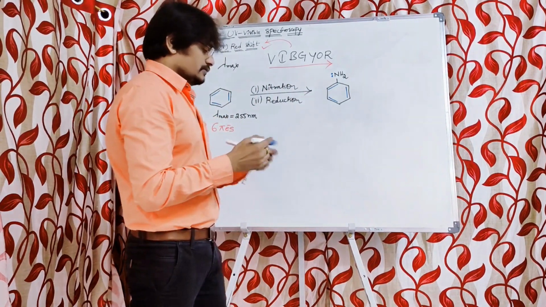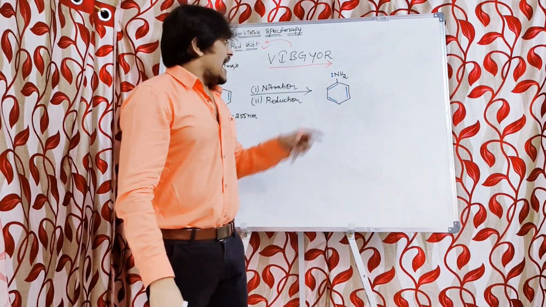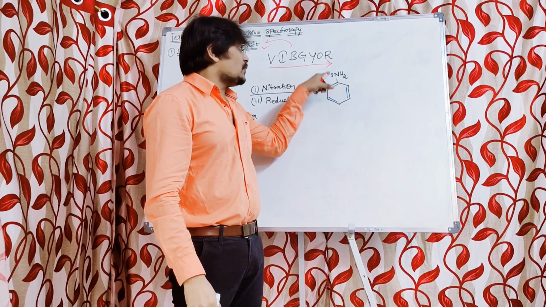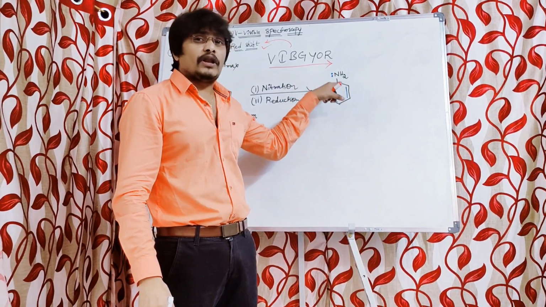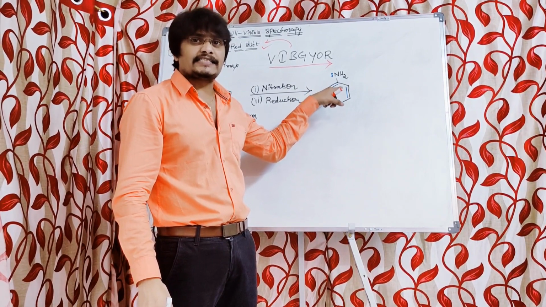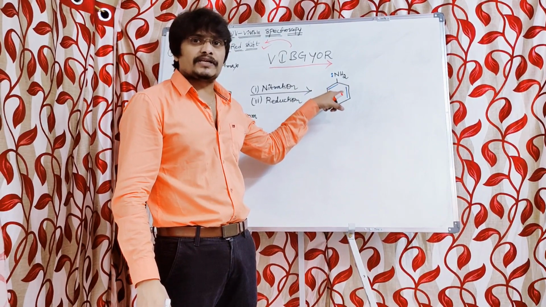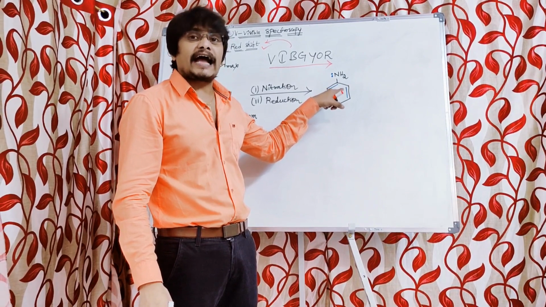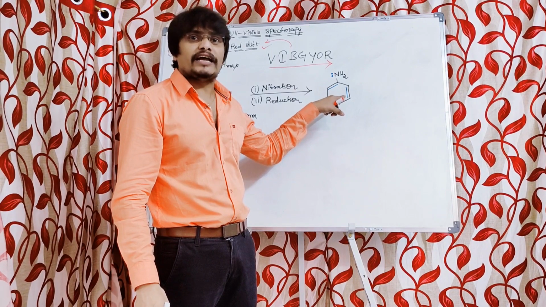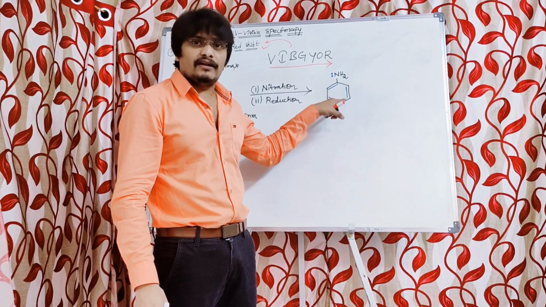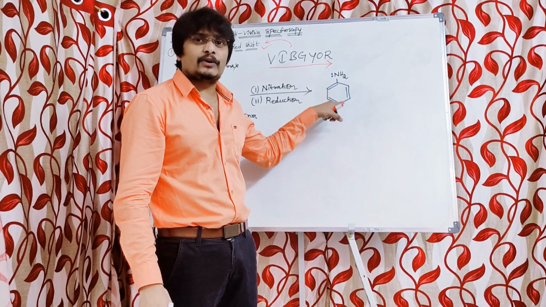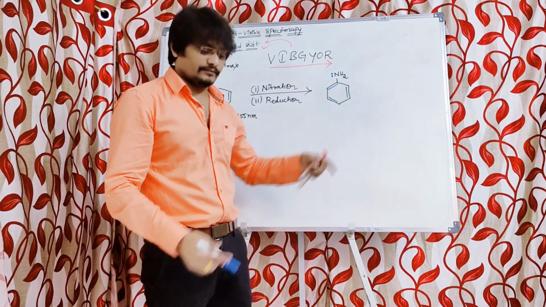Now, as this non-bonding pair of electrons on the nitrogen is directly attached to the benzene nucleus, we can say that this amino group on the benzene nucleus in aniline is a ring activating group. Since it is a ring activating group, what will it do? The lone pair of electrons present on the nitrogen enters inside the ring.